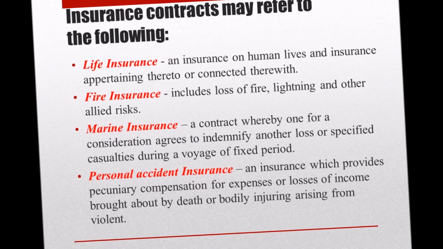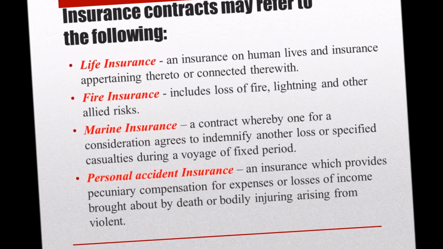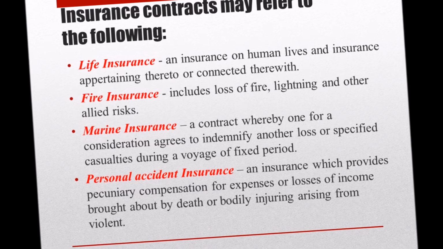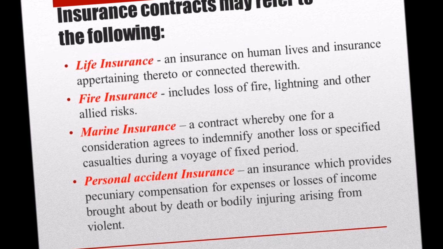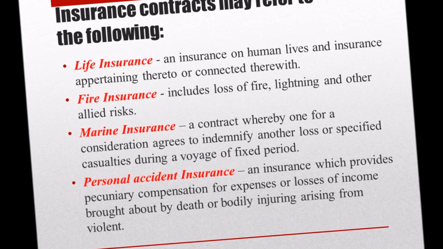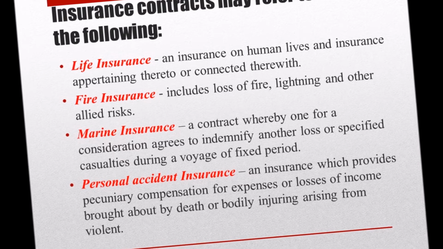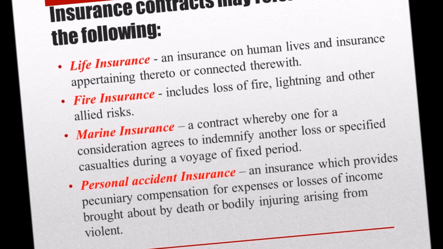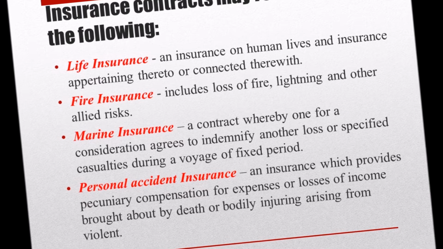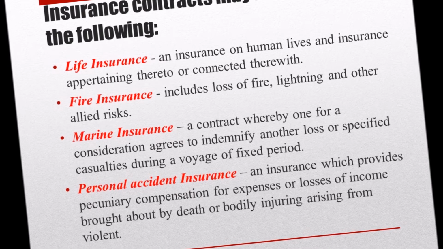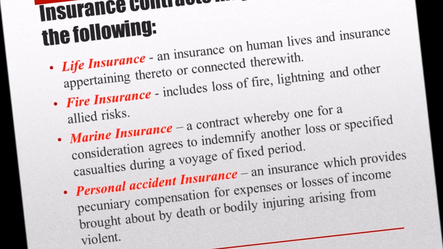Next, we have the marine insurance, a contract whereby one for consideration agrees to indemnify another for loss or damage on a certain interest subject to marine risk by certain perils of the sea or specified casualties during a voyage or fixed period. And lastly, we have the personal accident insurance, which provides precautionary compensation for expenses or losses of income brought about by death or bodily injury arising from violent, external, visible, and accidental means.